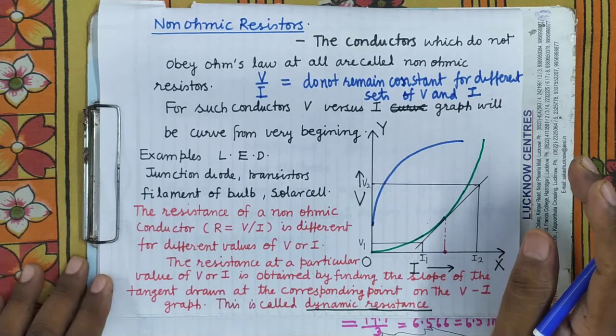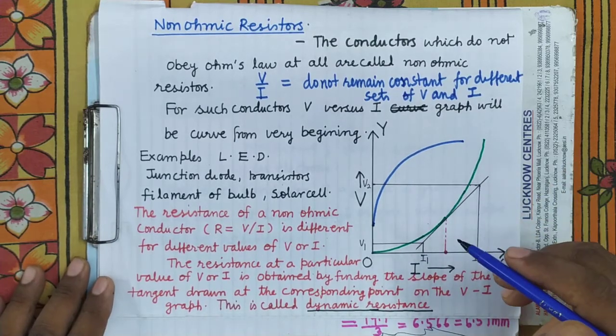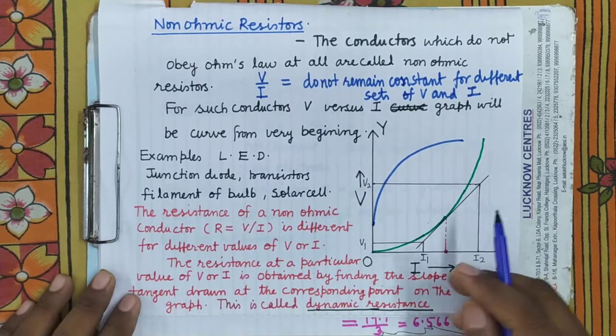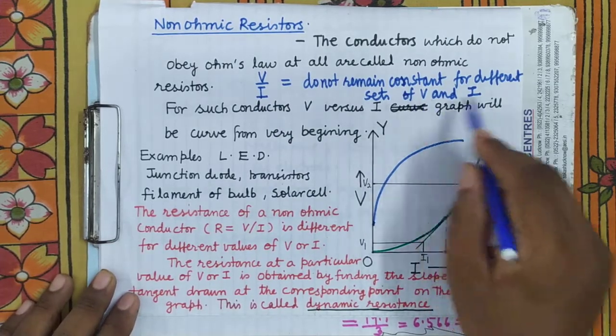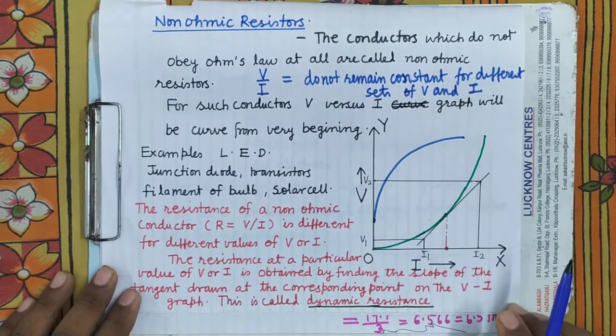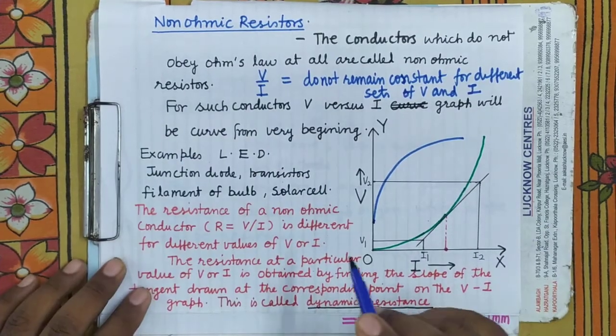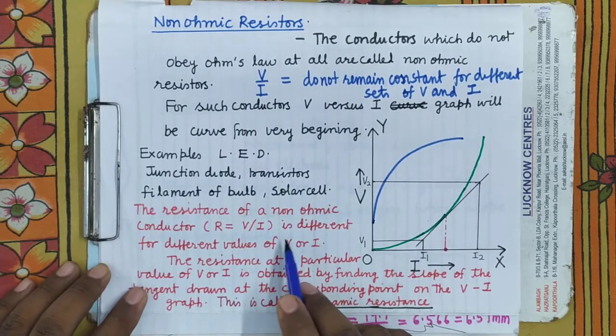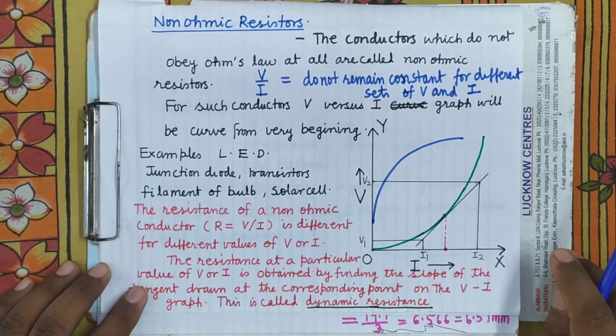It's clear. Now see here, if you find V upon I, the value of V upon I is different at different values of V and I. For different sets of V and I, this value is different. This means we can say that the resistance of a non-ohmic conductor is different for different values of V upon I.